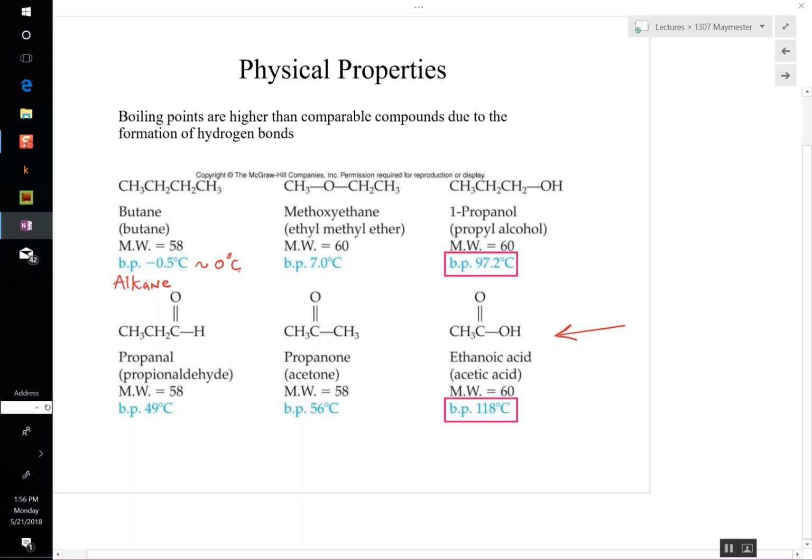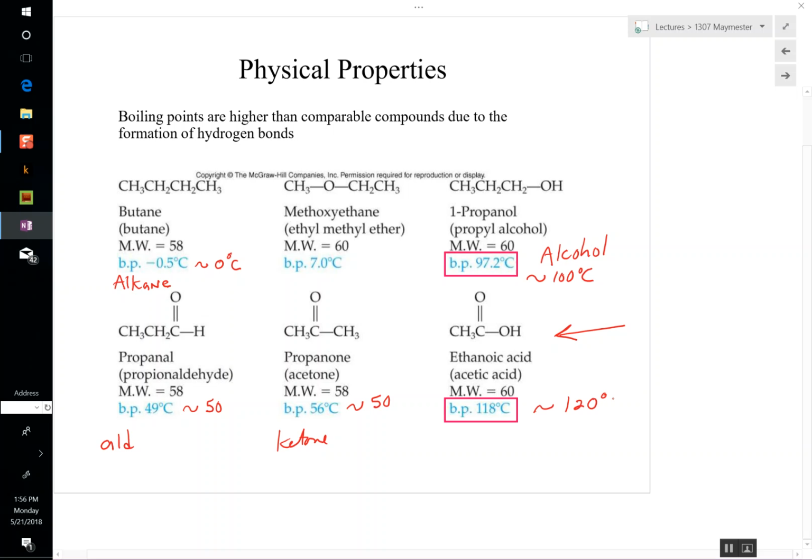Approximately 0 degrees centigrade, boiling point. Here is your aldehyde, approximately 50 degrees. Ketone, approximately 50 degrees. Let's just lump those together. Here's your alcohol. We've seen all this before. Approximately 100 degrees. And now here's our carboxylic acid. Higher boiling point yet, 120.